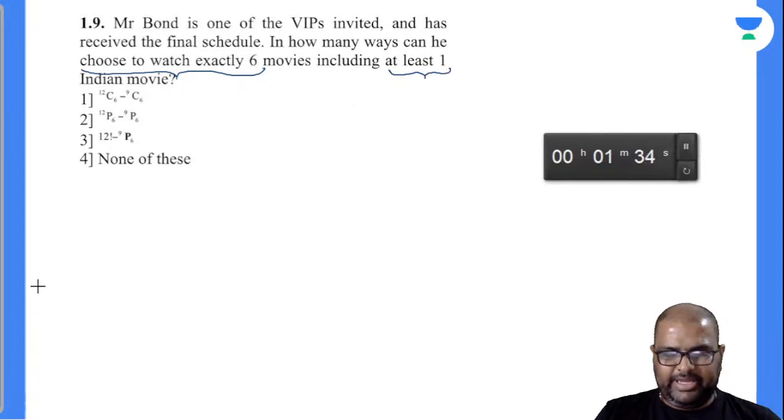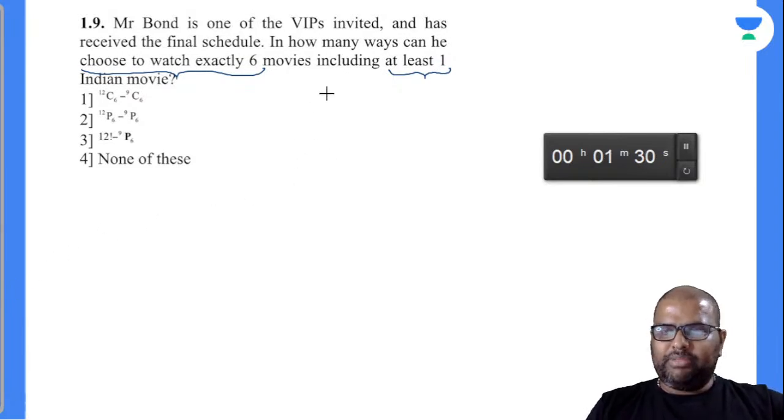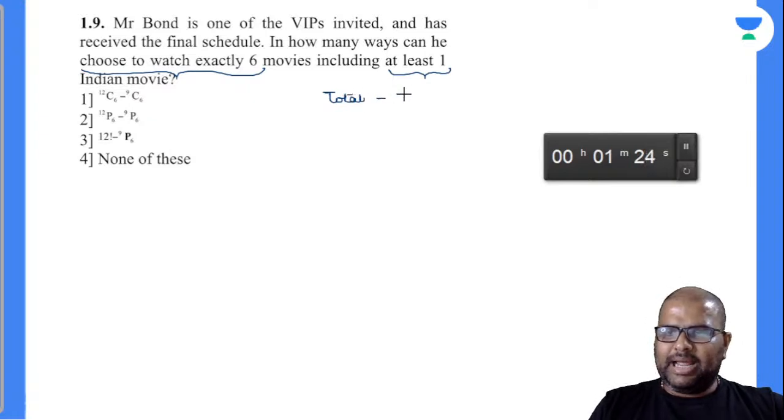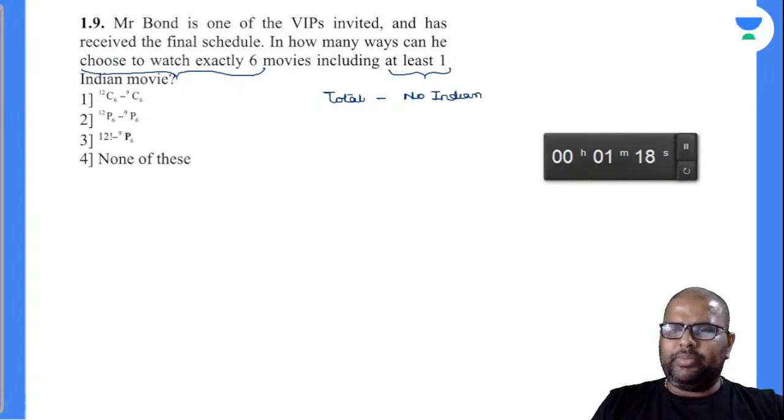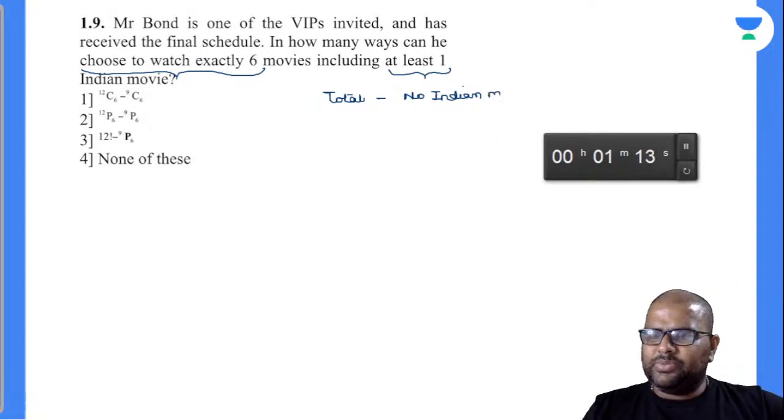At least one Indian movie, right? I already explained to you how to solve this, right? Go with the backward flip. Write down total ways. Subtract no Indian movie combinations, that is, 0 Indian movie combinations. Then automatically all the answers start with at least one only, na? I gave you the lead there. Now let me know the answer there.